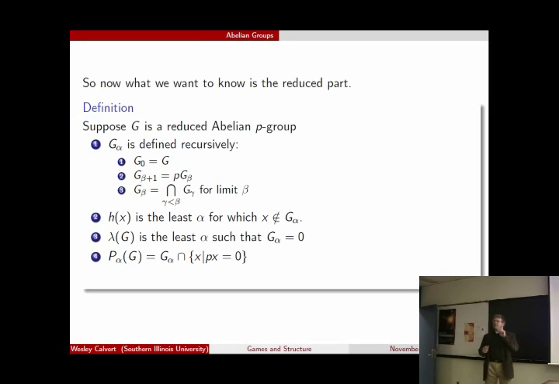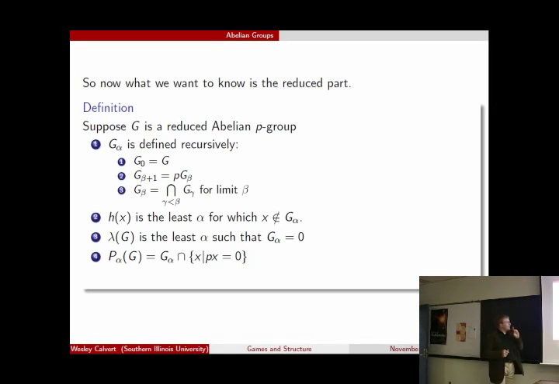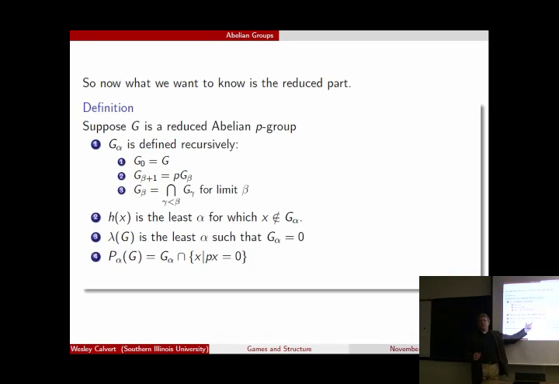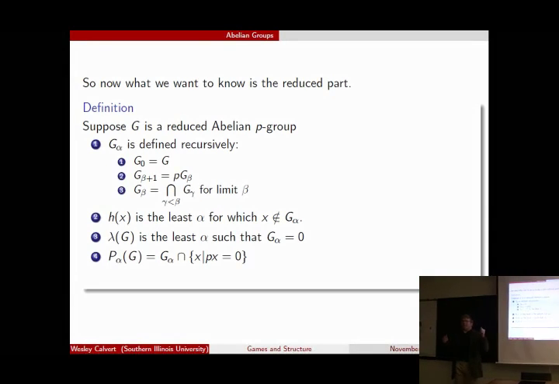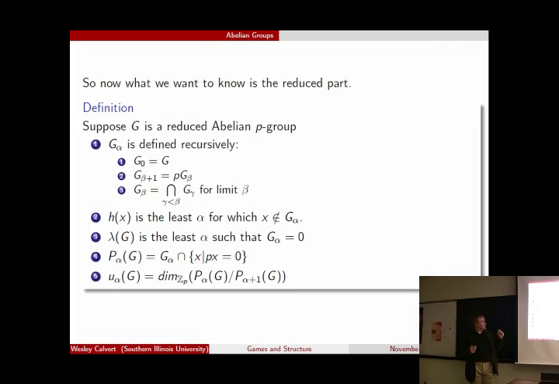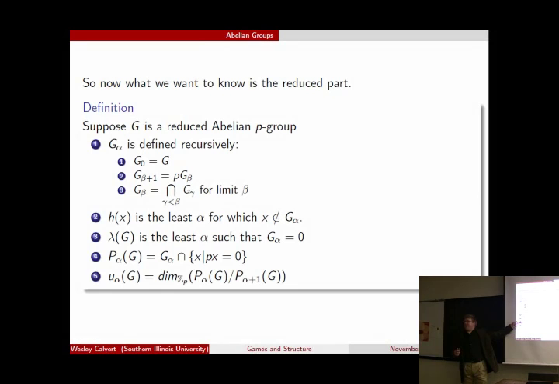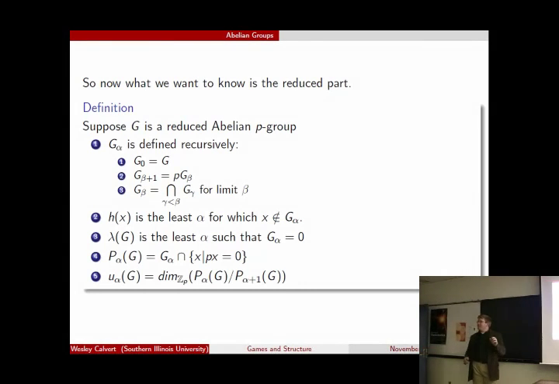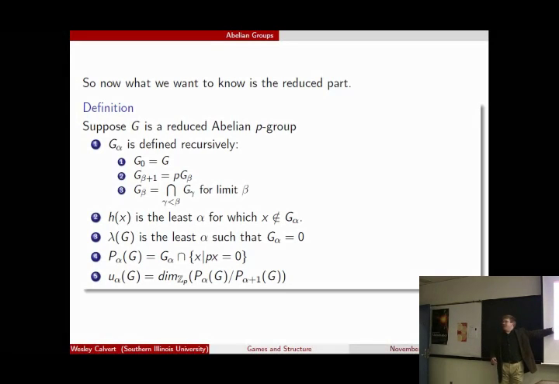So now for the actual classification. For each alpha, take the things in G alpha that are P torsion. Things in G alpha that, if you add them to themselves P times, you get 0. That is going to be a Z mod P vector space. And if you take the factors in this sequence, P alpha mod P alpha plus 1, that's still a Z mod P vector space. Take its dimension. That's the big deal from this page.